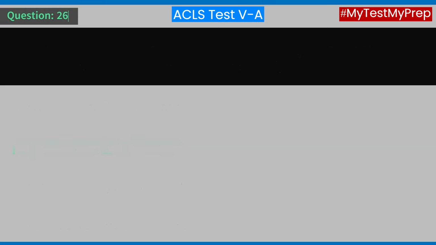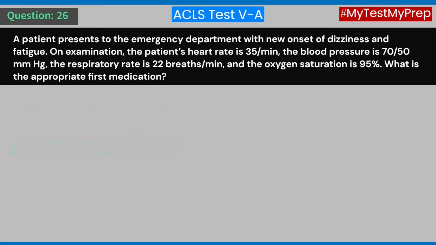Question 26. A patient presents to the emergency department with new onset of dizziness and fatigue. On examination, the patient's heart rate is 35 per minute, the blood pressure is 70/50 mm Hg, the respiratory rate is 22 breaths/min, and the oxygen saturation is 95%. What is the appropriate first medication?